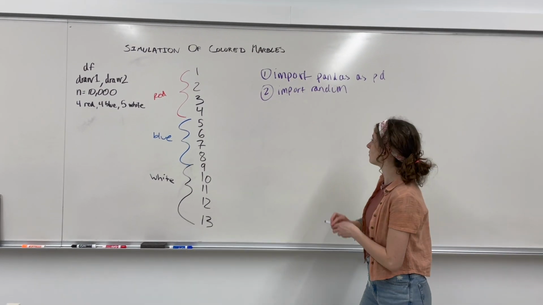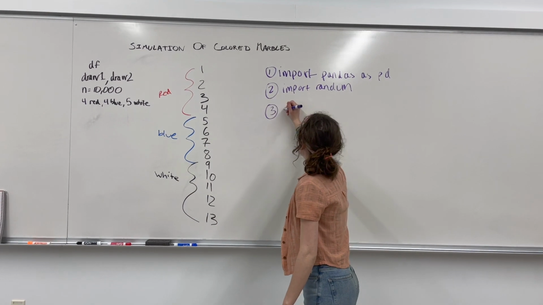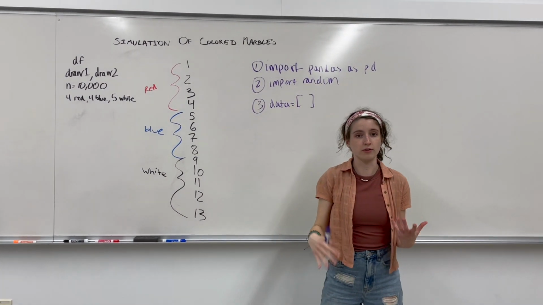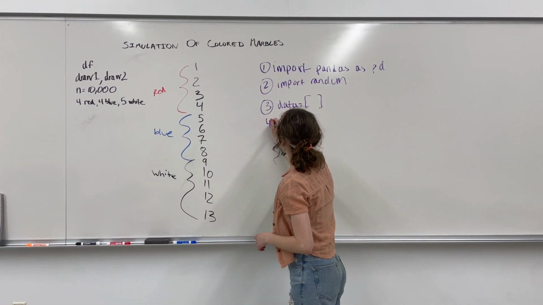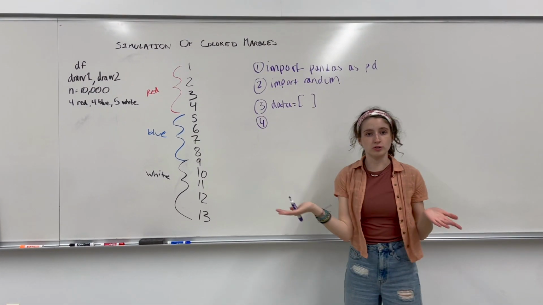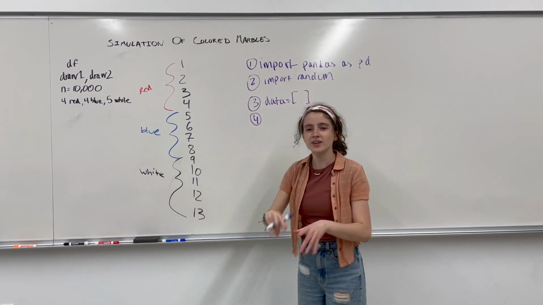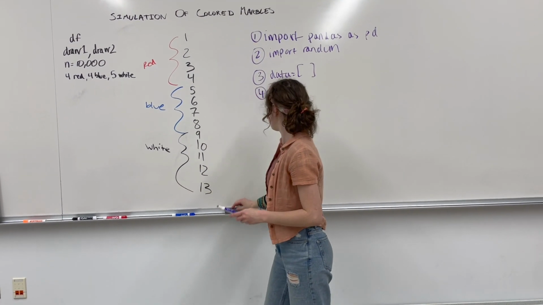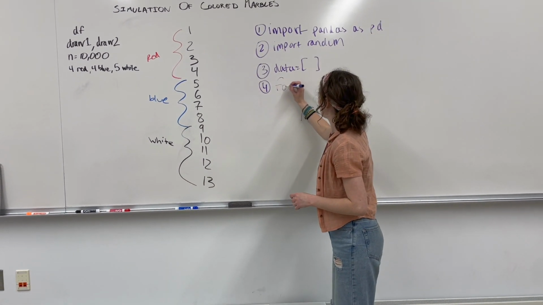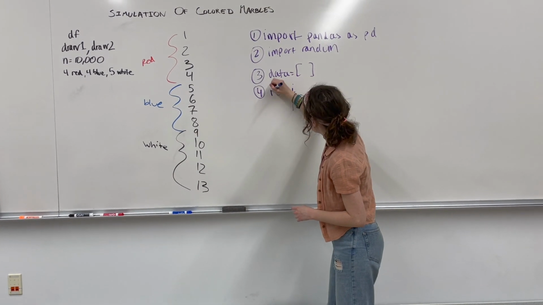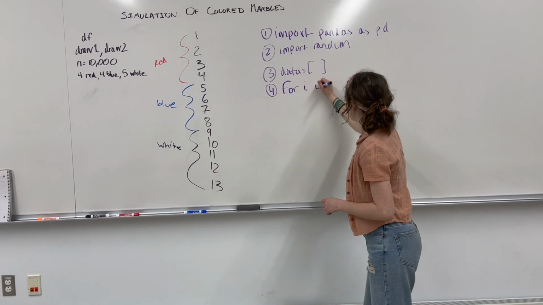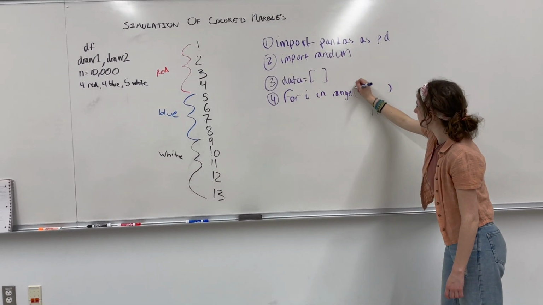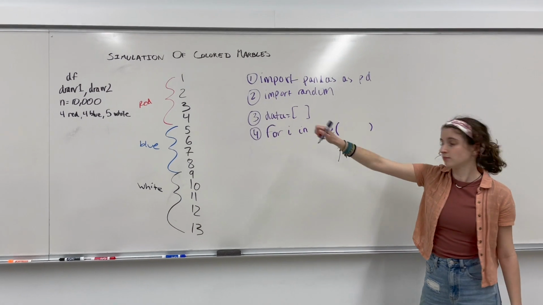So let's go through our steps. The first step, just make an empty list of the data that we're going to fill later. Our second step is the simulations, and we want to go into our for loop, which is technically our fourth line. So you want to do for i in range. Don't forget your parentheses, and then n equals 10,000 times.